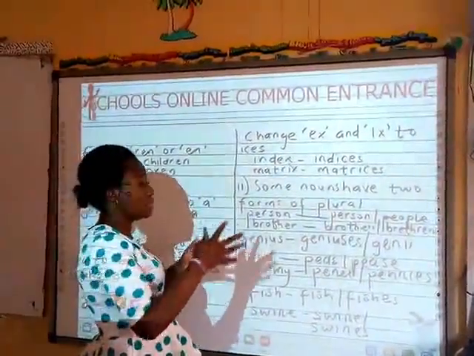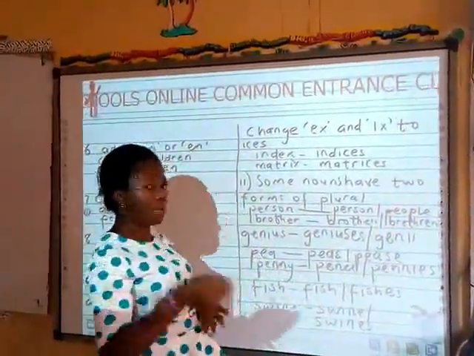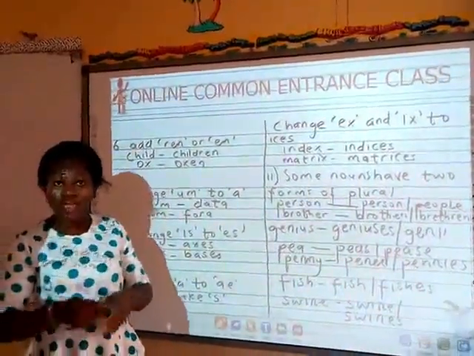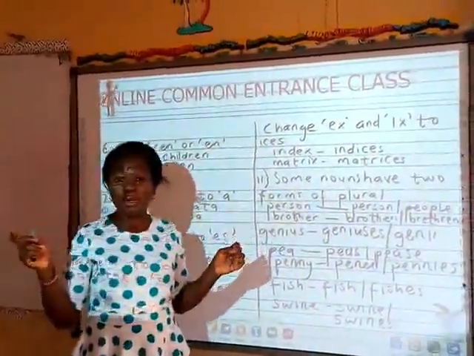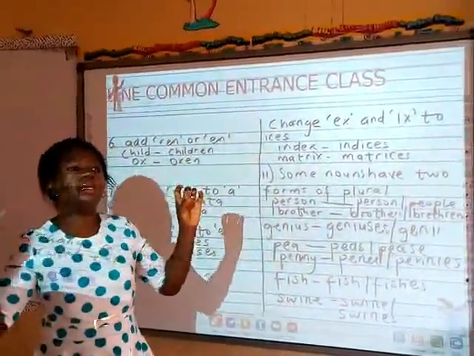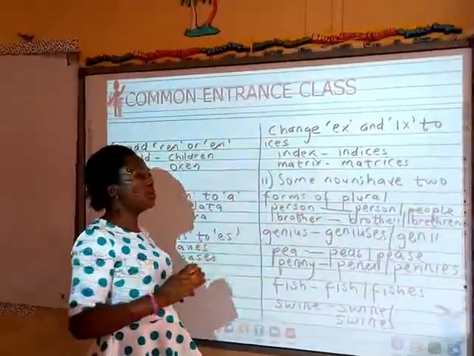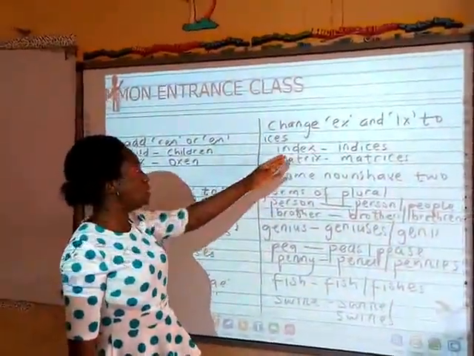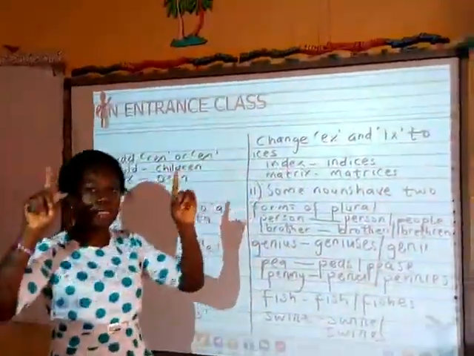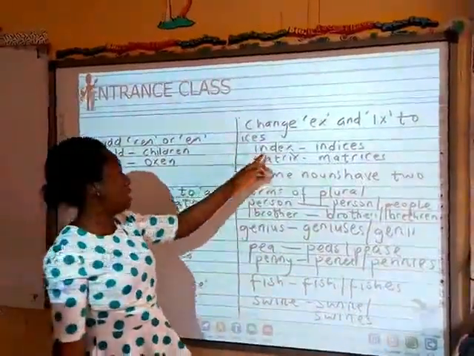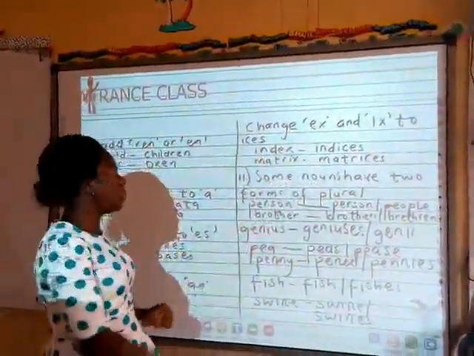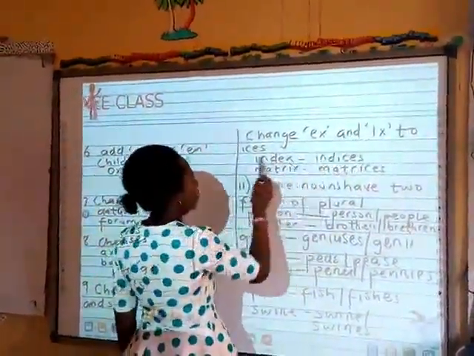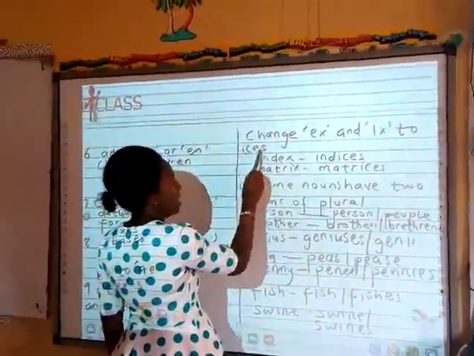Index, for example, in mathematics, is an index. Remember when the coronavirus happened, and the first one that came from Italy, what did they say? They said the index case. Index case of the coronavirus. I know so many of you remember that now. So index is actually singular. So the plural of it will be indices, because we are changing our EX to IX, we are changing it to ICES.